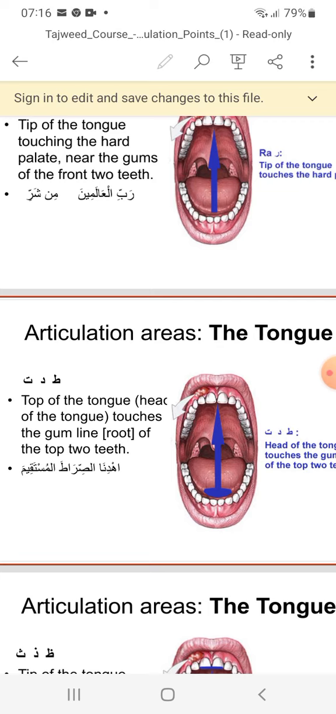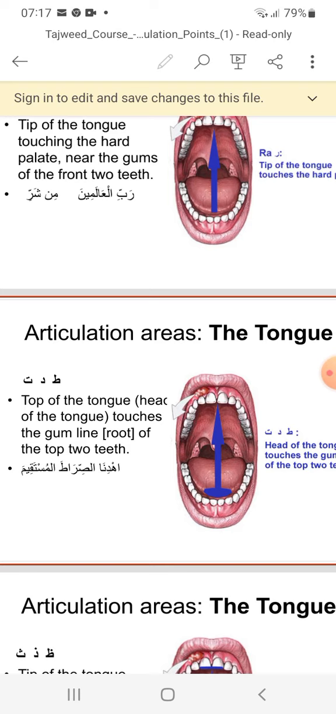Here, in case of the letters we are taking today, inshallah, we are using the top of the tongue, for the letters ta, dal, and ta. So those letters are articulated by meeting the top of the tongue with the gum of the top two teeth.